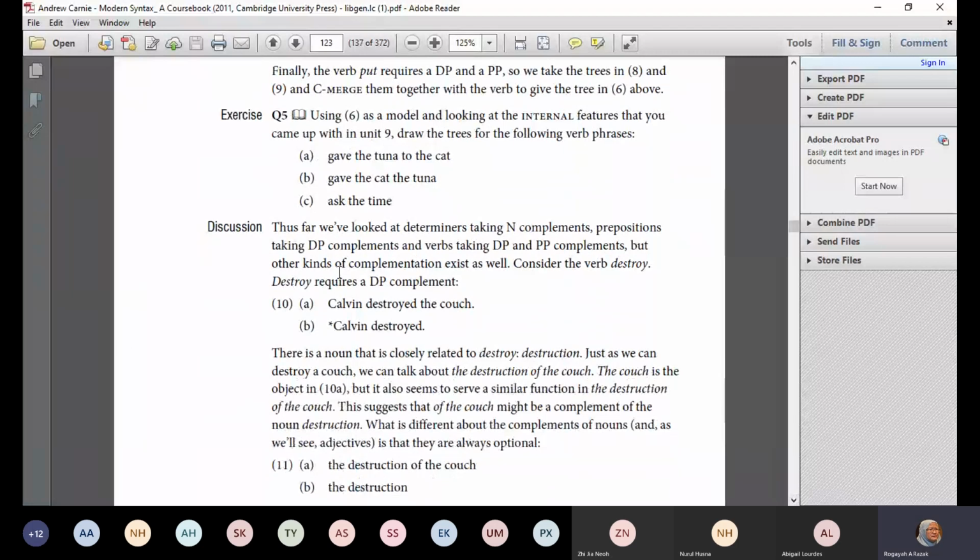So you could actually draw the tree for gave the tuna to the cat. Gave, and then you have the determiner phrase, and then you have the prepositional phrase. Or you can have both determiner phrases: gave the cat the tuna. Ask the time. It's going to take about 5 minutes to do that. Just draw on your paper, and then take a picture and show me.